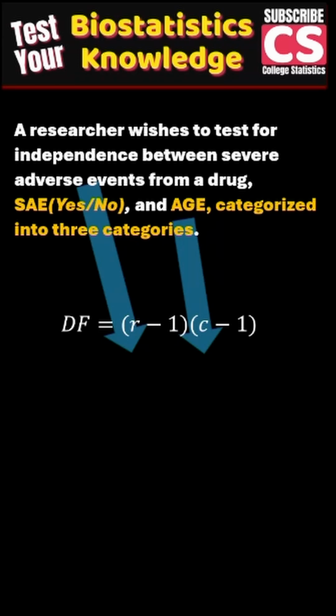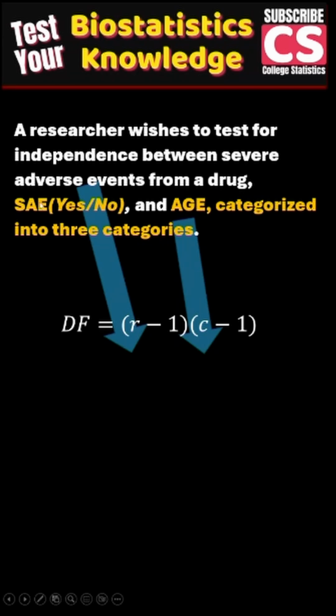The first step in making the appropriate decision is to calculate the degrees of freedom. Now, there's a formula for DF, which symbolizes the degrees of freedom. It's the number of row categories minus 1 times the number of column categories minus 1. Now, it doesn't matter which one of these variables you call the rows and which one you call the columns, because multiplication, of course, is commutative.